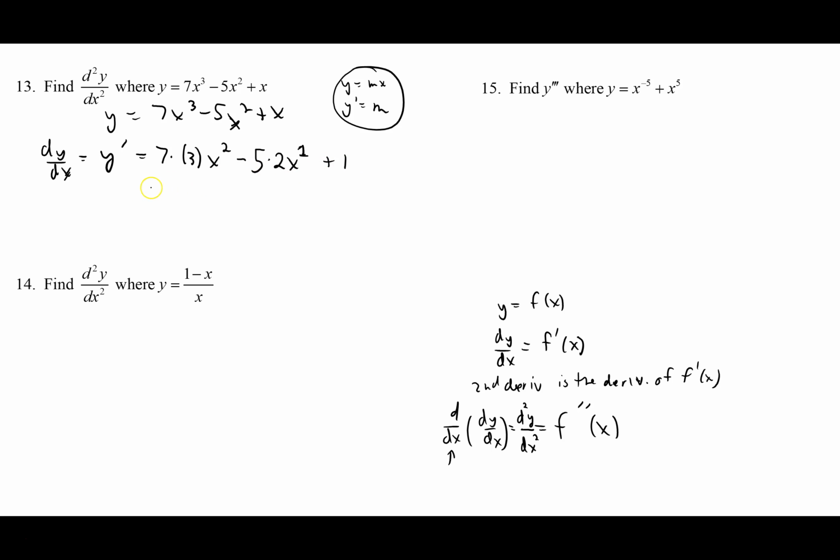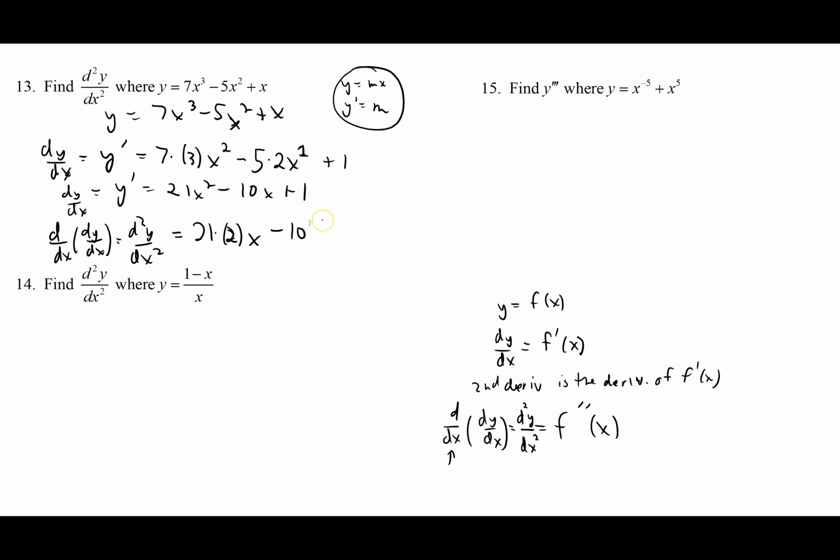So simplifying that, we have 21x squared minus 10x plus 1. That's your derivative. Now we're going to take the derivative of that, and the symbol is going to be d squared y over dx squared. Keep the 21, bring down the 2, and we have an x. And then minus 10, the derivative of mx is m. And so the simplified version of that is 42x minus 10. That is your second derivative of the original function.